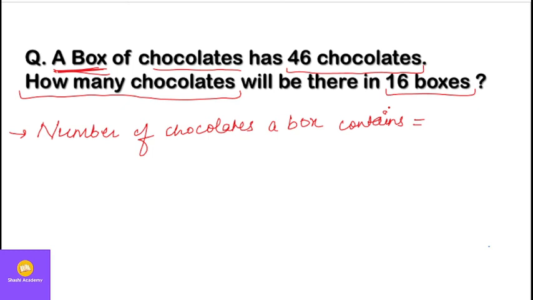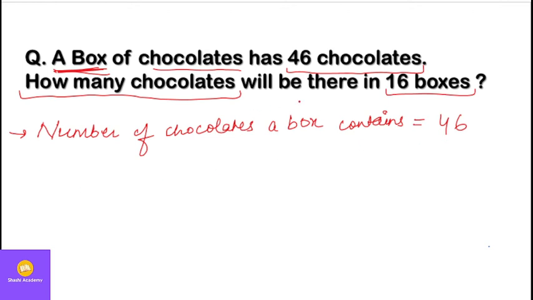Also remember one more thing, that while making statements you don't have to use the words like how many, what will. You don't have to use the words which ask question. You are not asking question in your answer. You are writing an answer. You are doing a solution. So you don't have to write the questions. You don't have to ask the questions in statements. So number of chocolates a box contains is equal to 46.